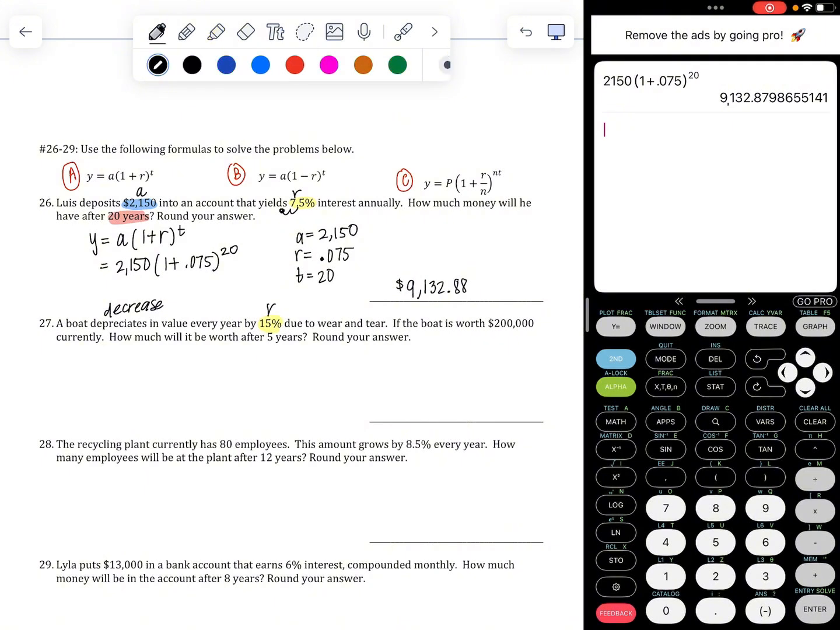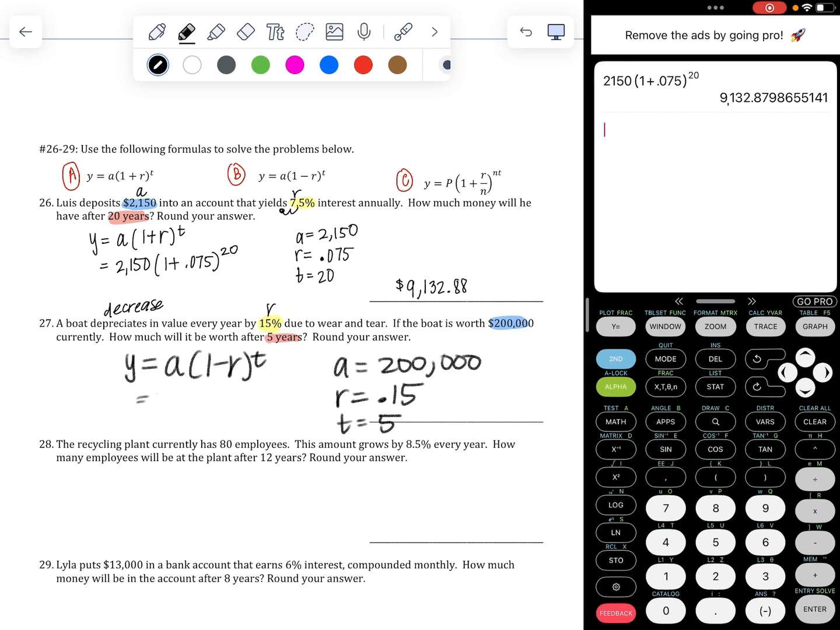If the boat is worth $200,000, so that is our price, our initial value, how much will it be worth in 5 years? So we also have the time. So let's go ahead and pick the right formula. We know it's depreciating, so it's going down. So we are going to write down the formula. Y equals A times 1 minus R to the power of T. A equals 200,000. Our R equals 0.15 and our T equals 5.